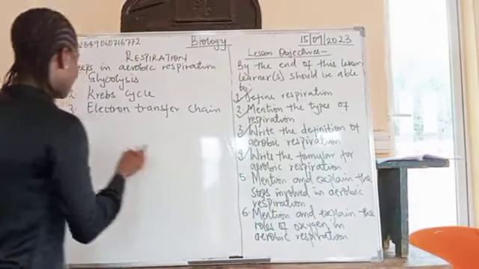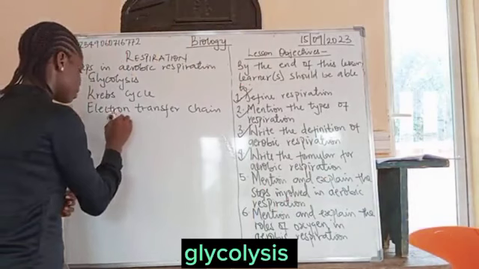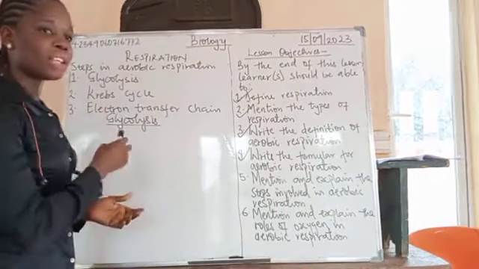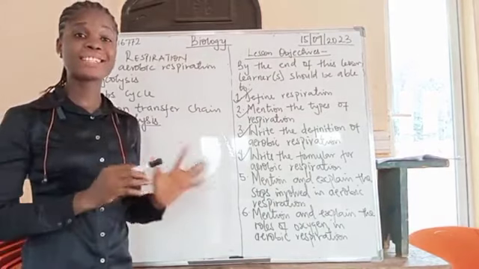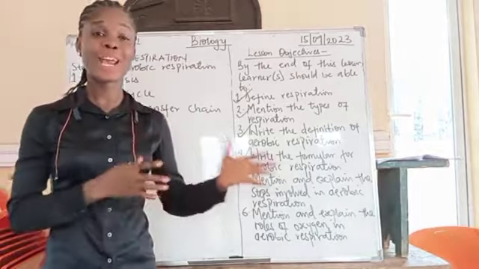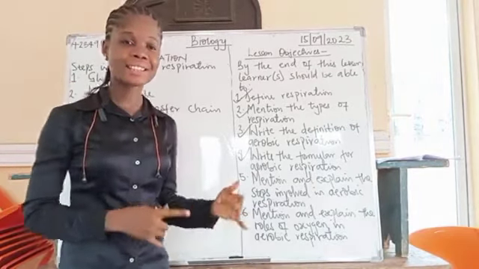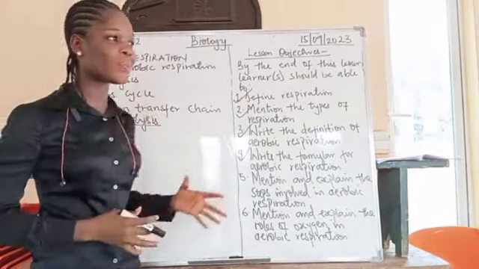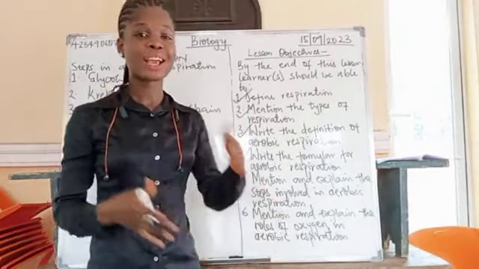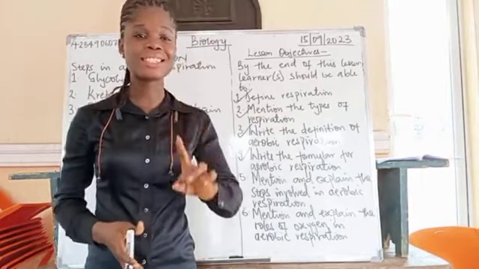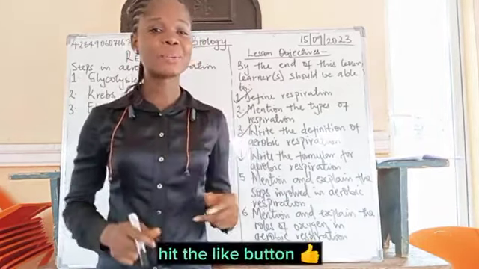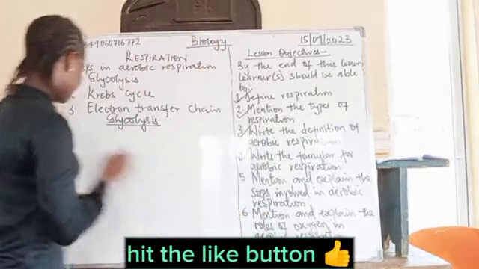The first one we have is glycolysis. Glycolysis is the first step in cellular respiration. Now, I didn't say the first step in aerobic respiration. I say that glycolysis is the first step in cellular respiration, which means that in both aerobic respiration and anaerobic respiration, glycolysis is the first step. Glycolysis takes place in the cytoplasm of cells.